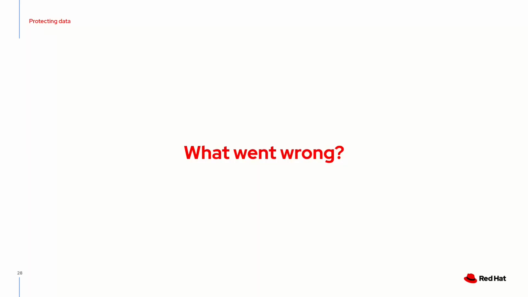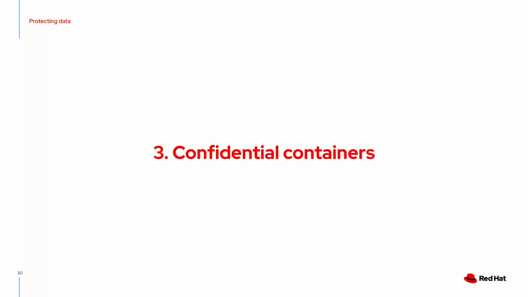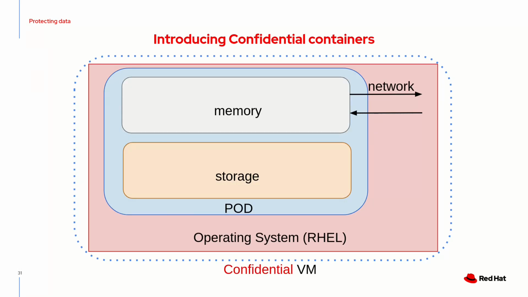So what went wrong here? The issue is that despite kata containers offering an additional level of isolation, a rogue system admin can still dump the memory and access the secret. So the problem is not yet solved. Let's look now into confidential containers.